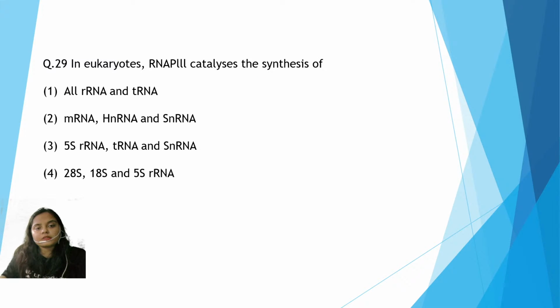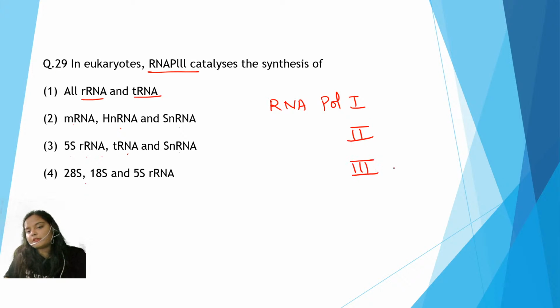Now, question number 29. In eukaryotes, RNA polymerase 3 catalyzes the synthesis of. Now you have to identify the synthesis which is catalyzed by RNA polymerase 3. The options are: tRNA, mRNA, hnRNA or snRNA; 5s rRNA, tRNA or snRNA; 28s, 18s or 5s rRNA. So what is the right answer to this question? RNA pol 1, RNA pol 2 and RNA pol 3. We know there are three RNA polymerases, right? So do you remember what is synthesized by each RNA polymerase?